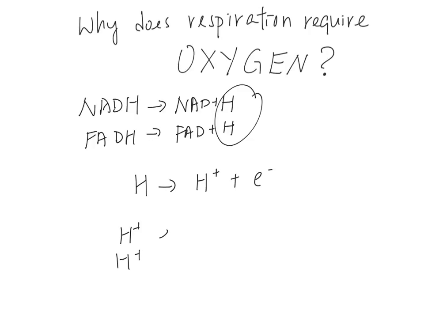These H plus and electrons have to be taken care of, or else they will damage the cell. So here, oxygen would act as an acceptor of H plus and electrons. Eventually, H2O will be produced, and that's why in the process of respiration, water will be generated.